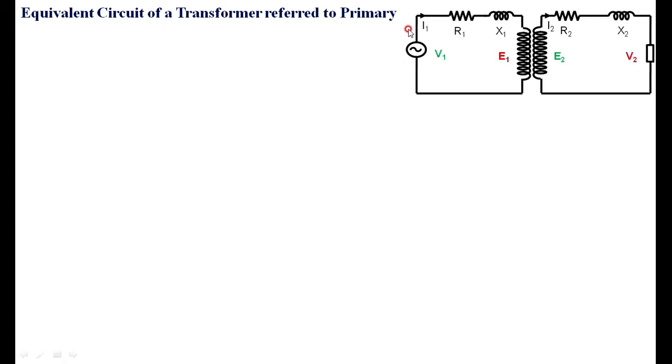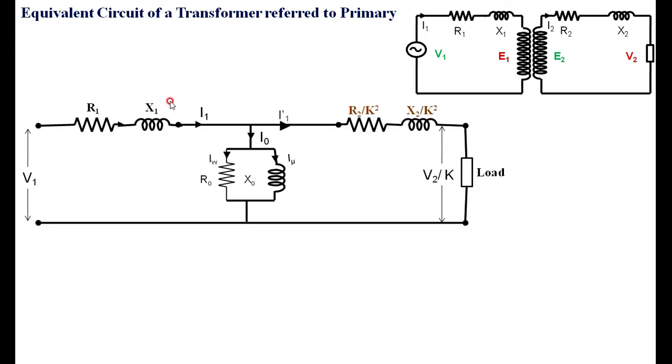We know already that R1 and X1 are the resistance and reactance of the primary, R2 and X2 are the resistance and reactance of the secondary. When referred to the primary, R2 and X2 are brought to the primary side. Then you draw the equivalent circuit diagram. You can see R1 and X1 we are keeping intact in the primary side. R2 and X2 are transferred from secondary to primary as R2 by K square and X2 by K square. Similarly, this voltage V2 is also transferred to the primary side as V2 by K.